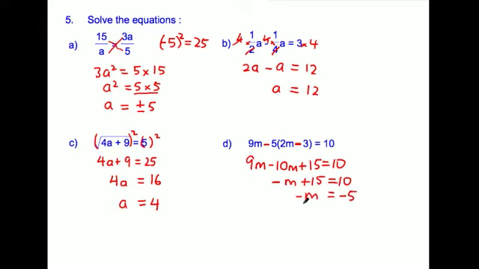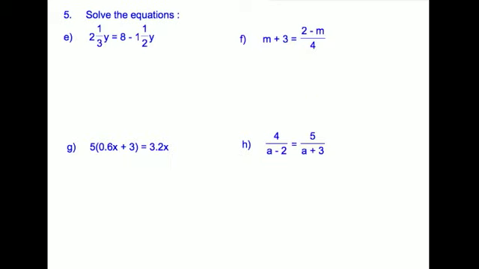We want a positive m. We multiply by negative 1. Multiplying by negative 1 will give us m equals to 5. Next, we take a look at equations with mixed numbers. We first convert them to improper fractions, which is 7y over 3, 8 minus 3y over 2.